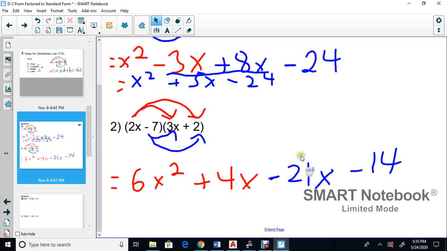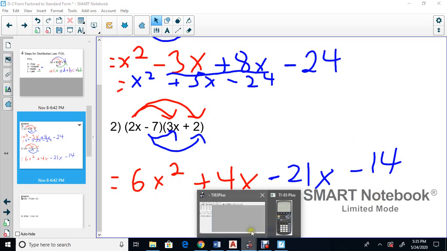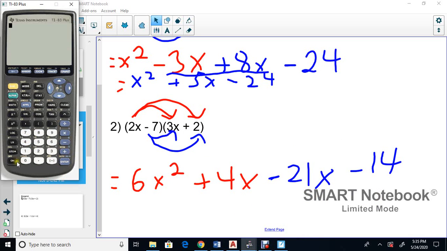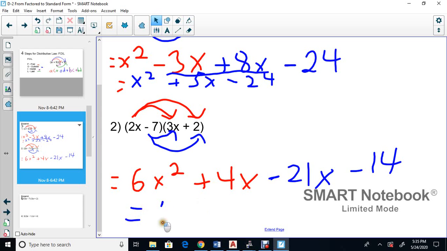Now you put the two middle terms together. So on the next step, we put these two terms together. So 4 minus 21. Well, if you don't know what it is, you can go to your calculator, 4 minus 21. And I can also multiply some of these numbers. Minus 17. So you get equals 6x squared minus 17x minus 14. Let's go on to question 3.